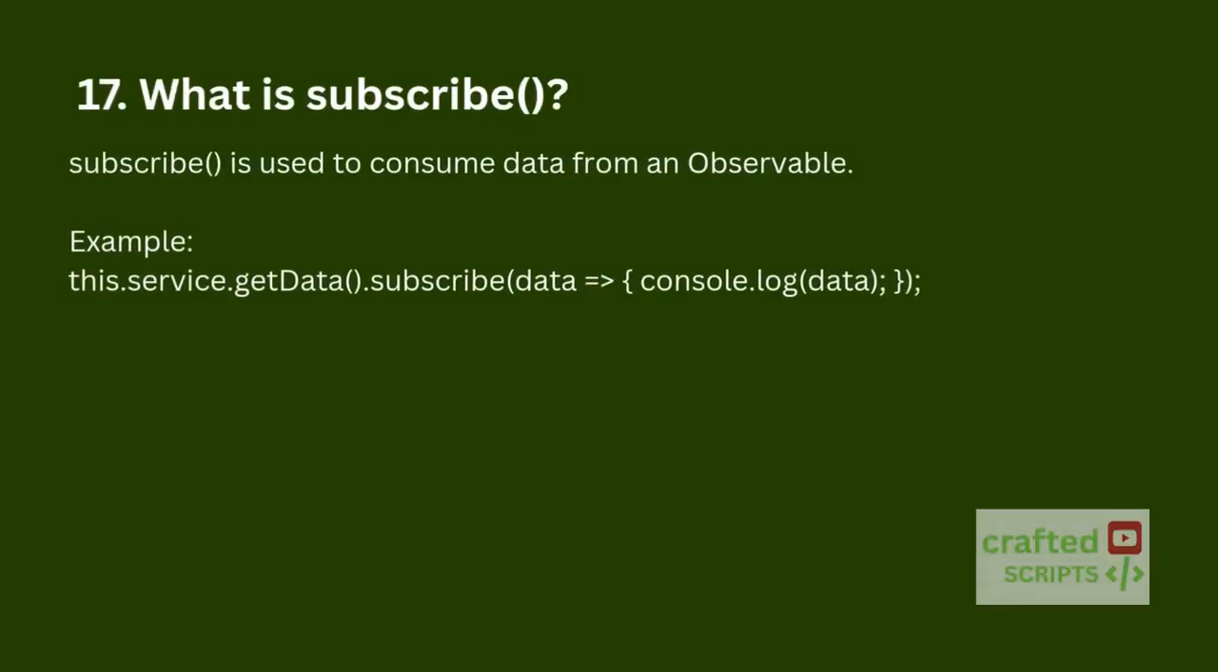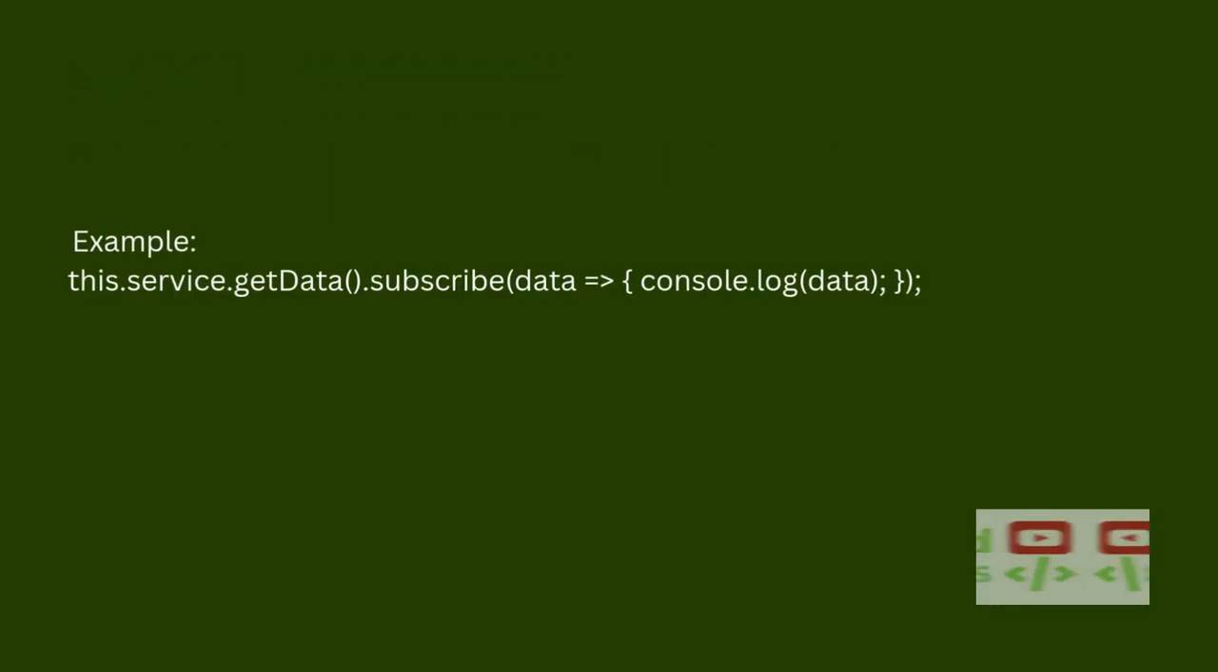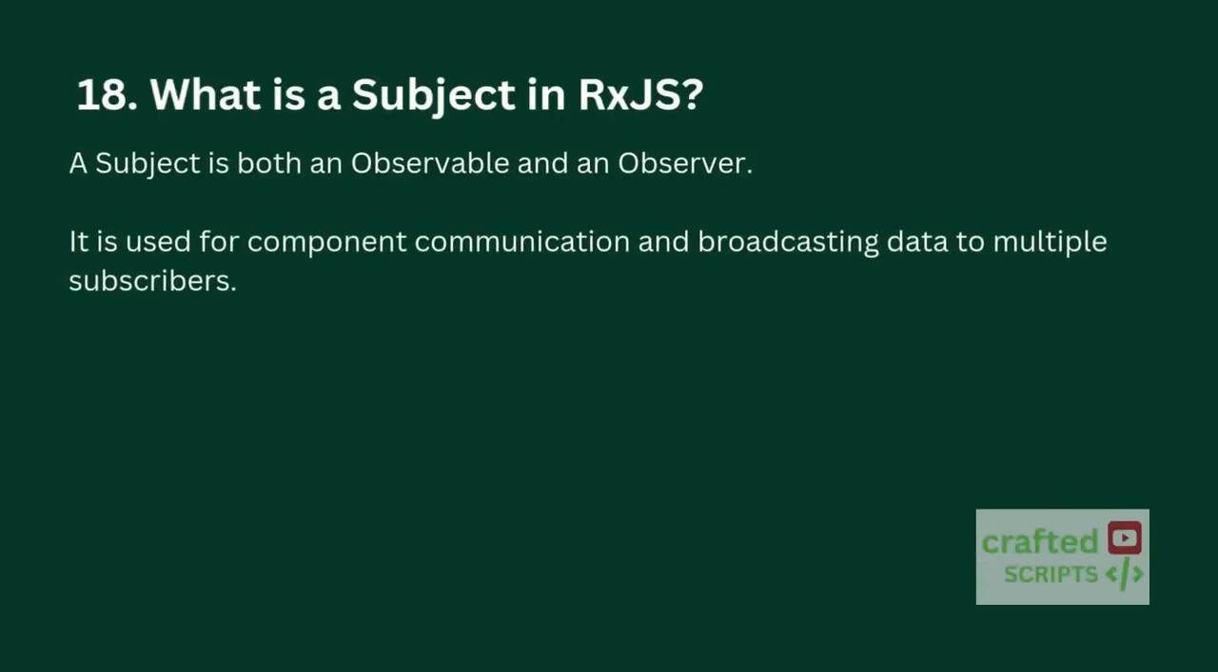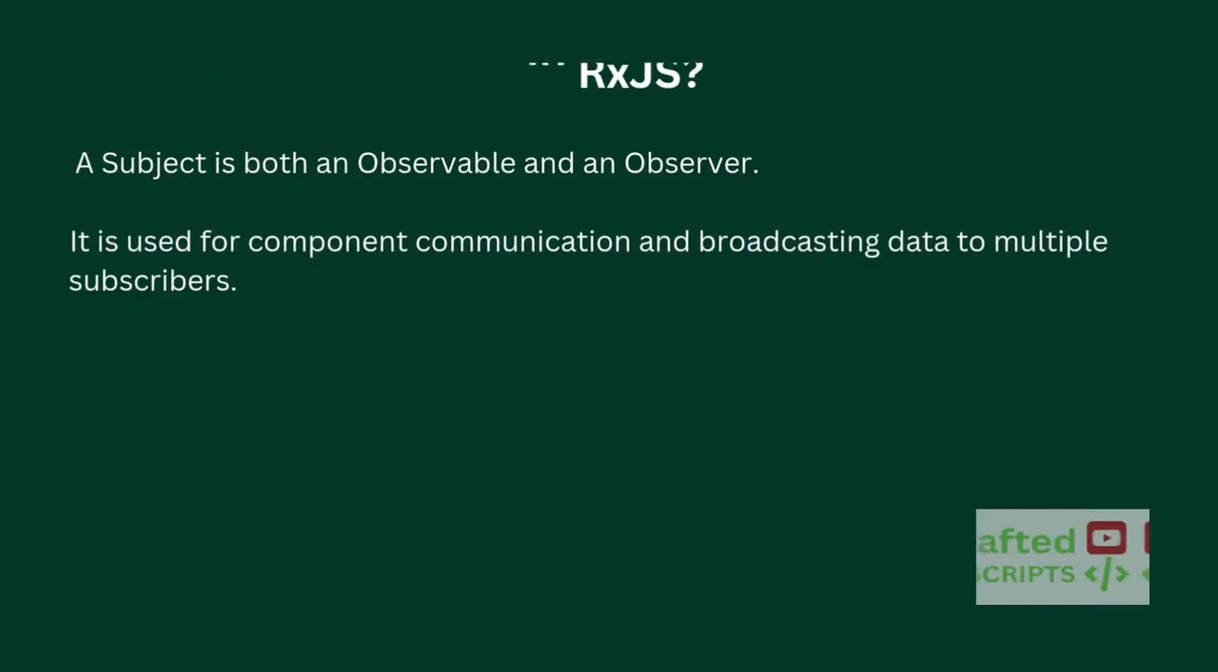Question number 17. What is subscribe? Subscribe is used to consume data from an observable. Example. Here, we call the getData method from a service, subscribe to the returned observable, and handle the response data. Question number 18. What is a subject in RxJS? A subject is both an observable and an observer. It is used for component communication and broadcasting data to multiple subscribers.